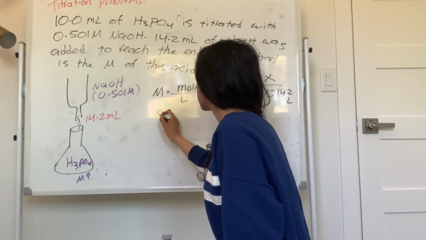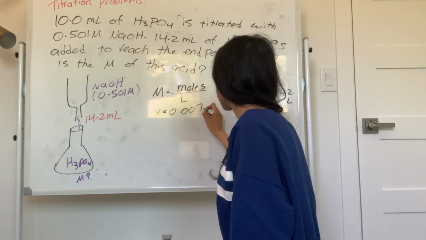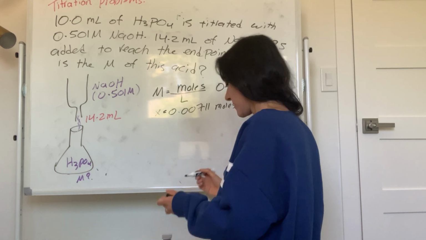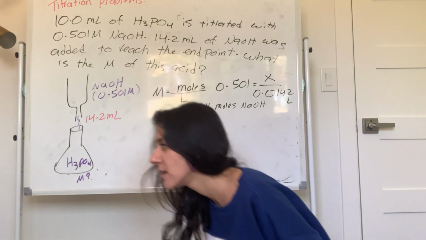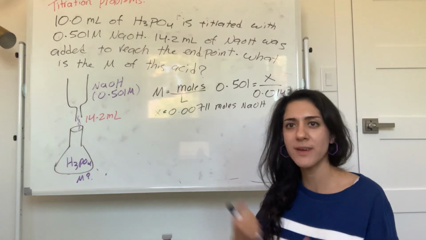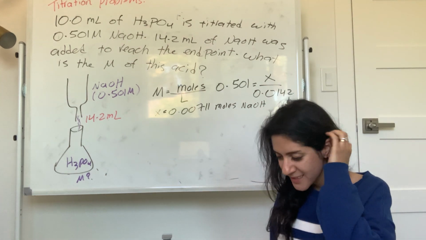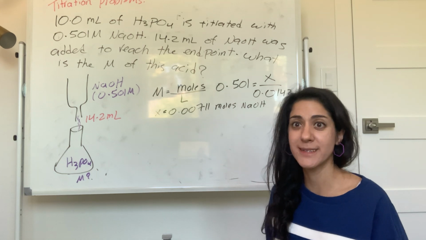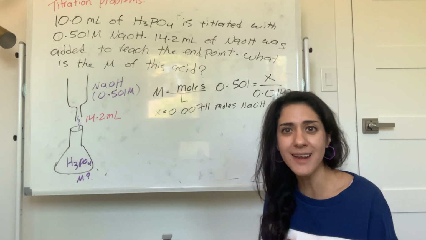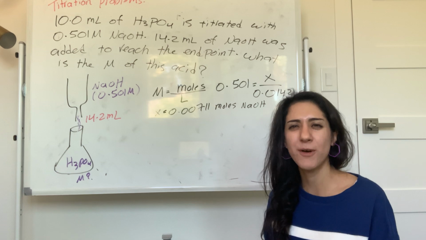So I'm going to solve for x. If I solve for x, I get 0.00711 moles of NaOH. I added 0.00711 moles of NaOH. Beautiful. Okay, I added 0.00711 moles of NaOH and it changed color. How many moles of phosphoric acid did I have? You're probably tempted to get the same number, and that would have been the right answer if phosphoric acid was a monoprotic acid, but it's not.